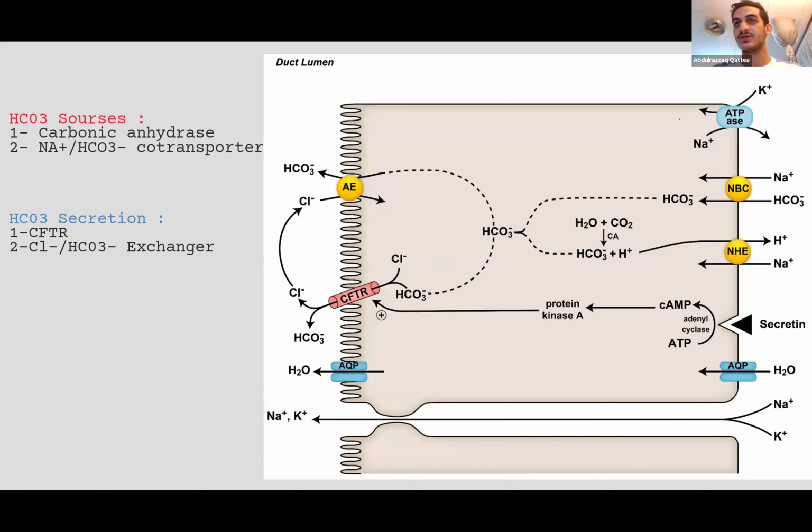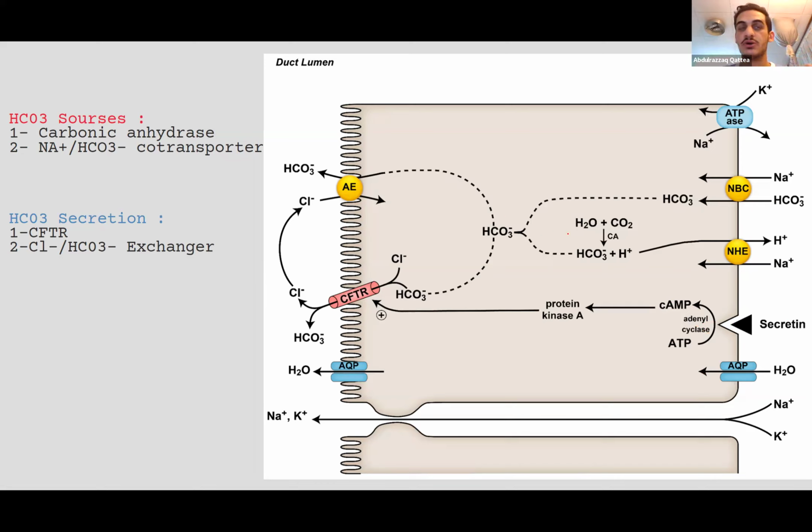Okay, this is an important slide. Bicarbonate has two sources in the ductal cells and two mechanisms for secretion. Secretion where? Into the duodenum. So just a minute. Okay. We have two sources and we have two types of secretion. Remember this, okay? The doctor might ask you about this slide.